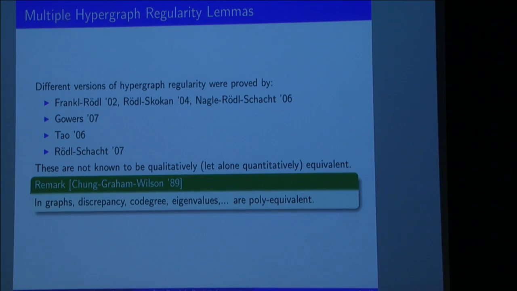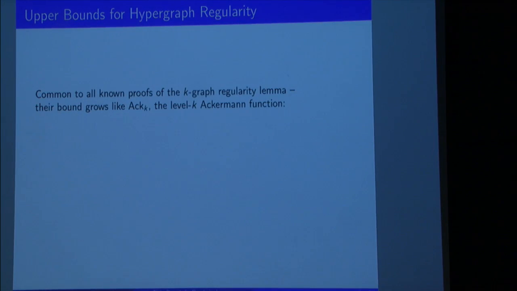And as I mentioned before, for graphs, this is not an issue. For graphs, all reasonable notions of regularity are equivalent up to some polynomial loss in the parameter. In the case of hypergraphs, this is not what happens. What is common to all of these regularity lemmas is their bound. When I say bound, I mean the bound on the number of parts in the partition. So the bound grows like the Ackermann function.